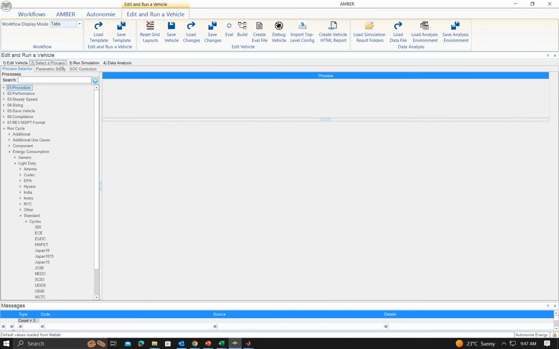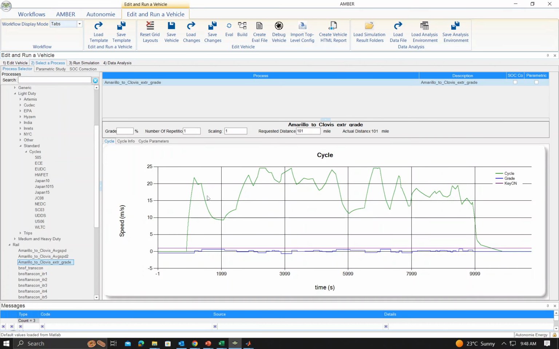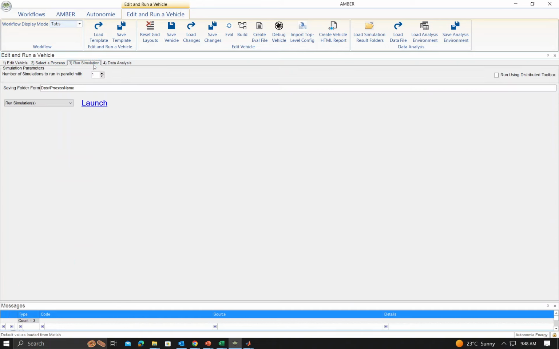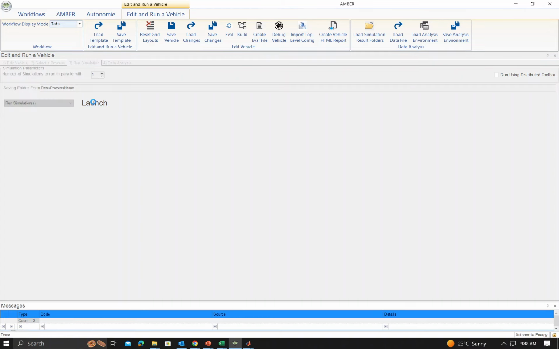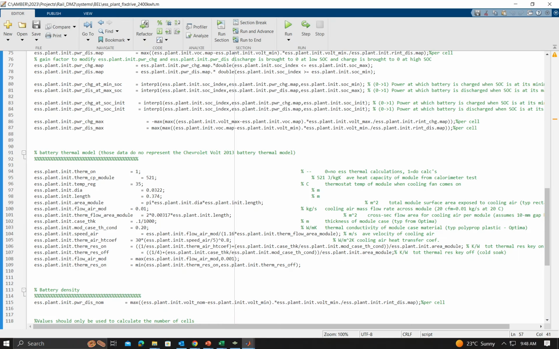Let's go into selecting the cycle. We will be selecting the Amarillo to Clovis cycle with grade data in it. This is how the cycle looks. The green curve shows the speed variation, and the blue line shows the grade variation. The total requested distance is 101 miles, and it will be interesting to see how far the train can travel. From here we will launch the simulation. It will take a few seconds to complete, and in the meantime we can look into the cell data.